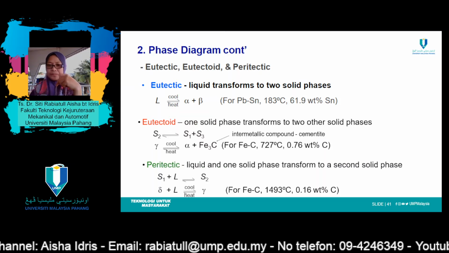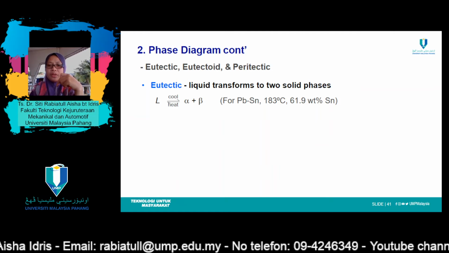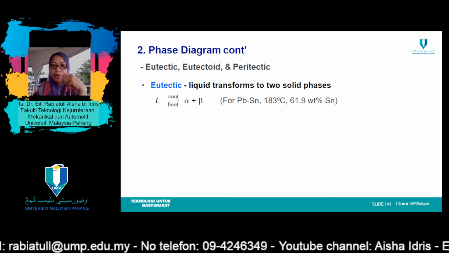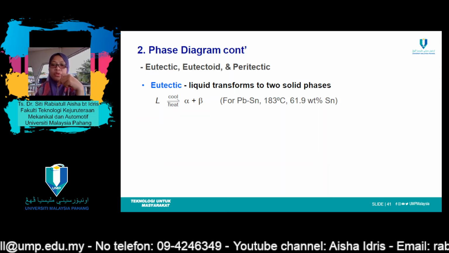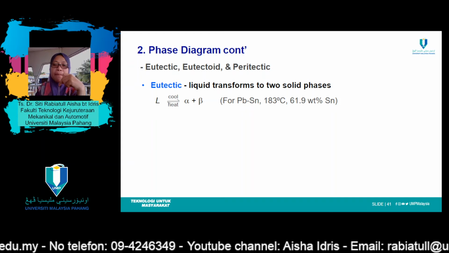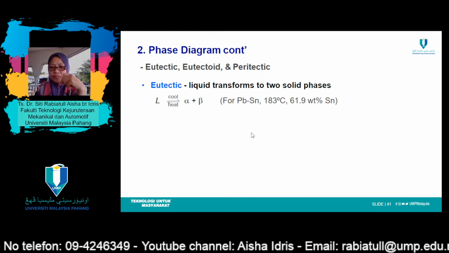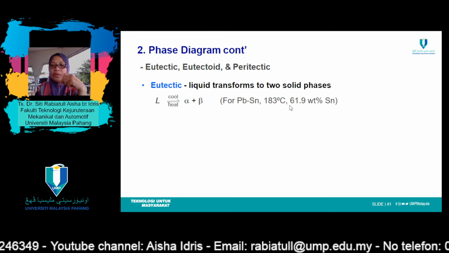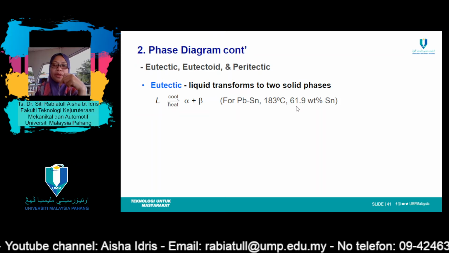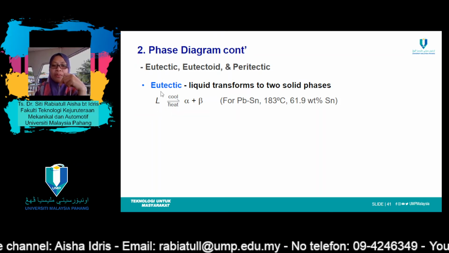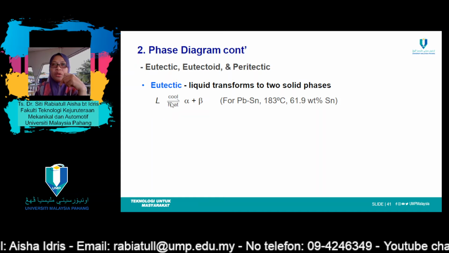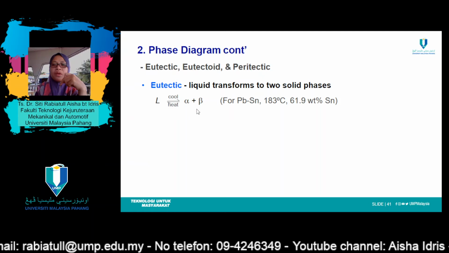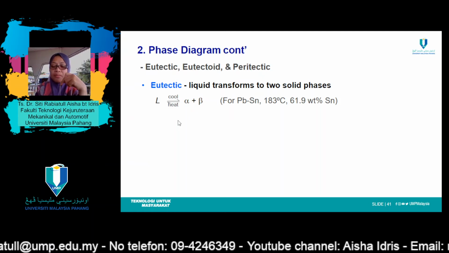Okay. So just now you have learned about the eutectic point, which is a point where liquid transforms to two solid phases. For example, tin plumbum just now. For tin plumbum at a temperature of 183 degrees C with C naught 61.9 percent of tin from liquid, it cools and solidifies. After solidification, it starts to form two solid phases, which are alpha and beta.